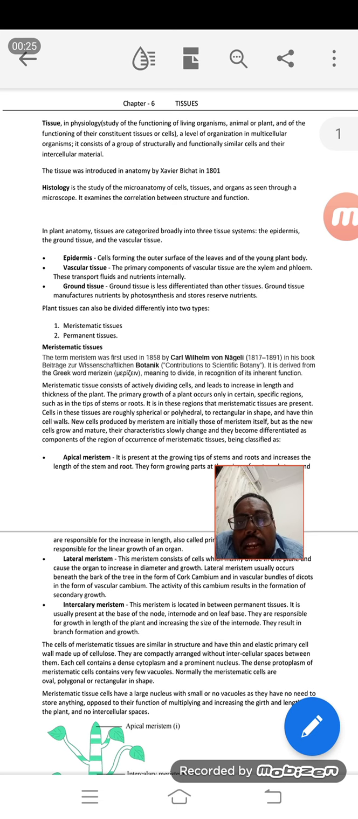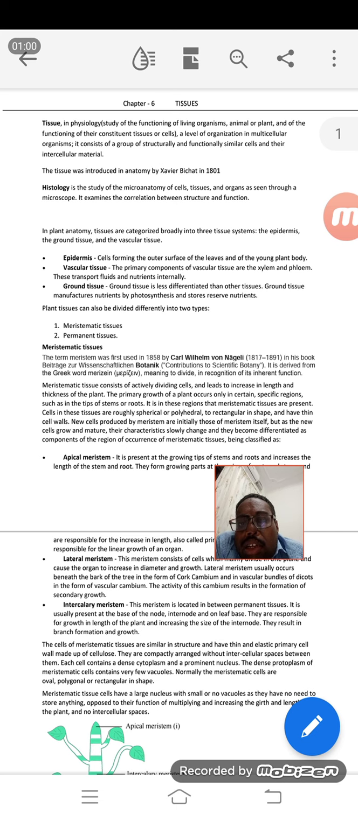So a cell and tissue both are interconnected. That means the cell is the basic structural fundamental unit of life. So without cell there is no tissue, without tissue there is no organ, without organ there is no system. Now in this chapter we are going to study the different types of tissues present in living systems, both in plants and animals. We have to study them separately.